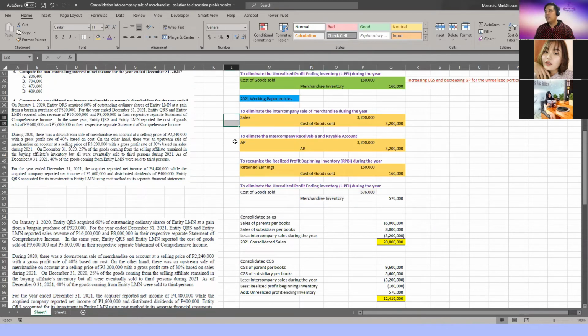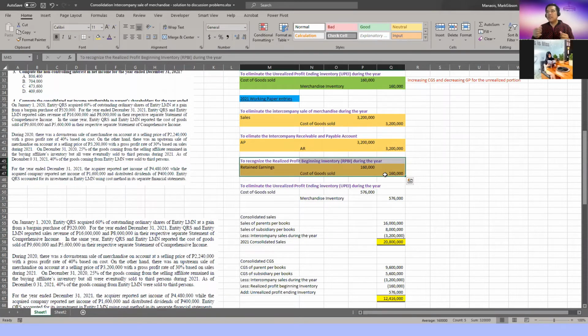This is basic accounting. Probably, you have to analyze this. But if you notice, it's debiting retained earnings because this relates to the prior period. And then of course, you have to affect this in your cost of goods sold for this year.